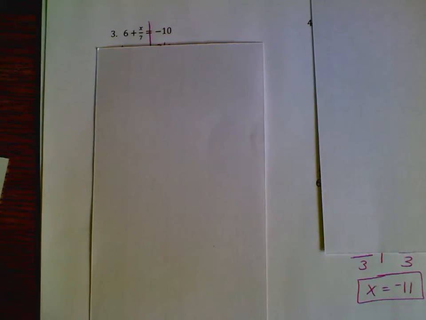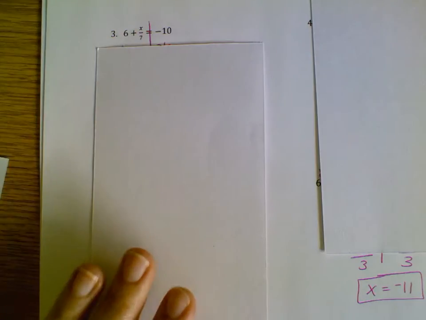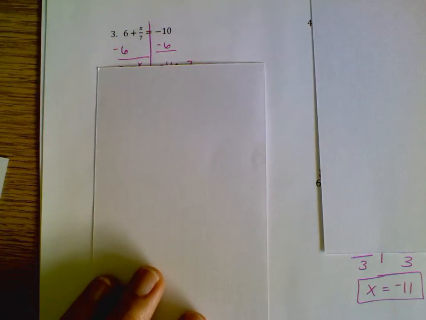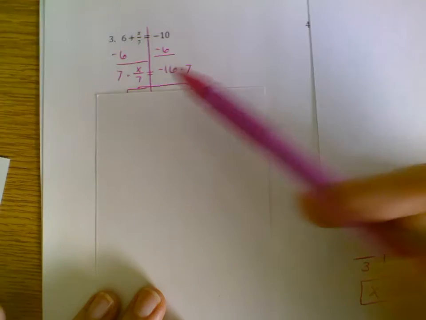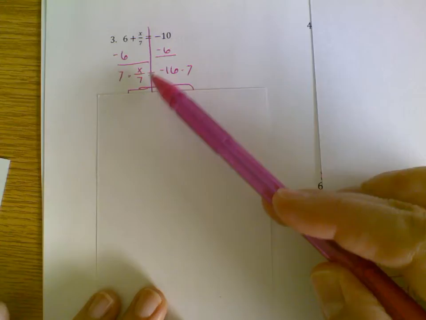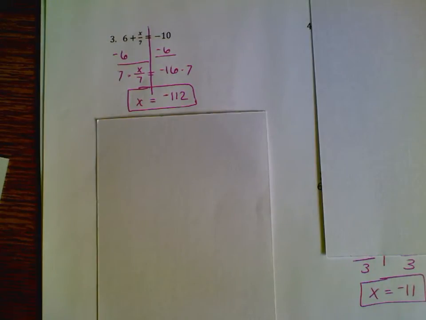On number 3, you have 6 plus x over 7 equaling -10. Remember, we're going to start furthest away from the variable, so that means I'm going to subtract 6 first, which would be x over 7 equaling -16. And then I'm going to come back and get rid of the 7, so I'm going to multiply by 7 and get an answer of -112.